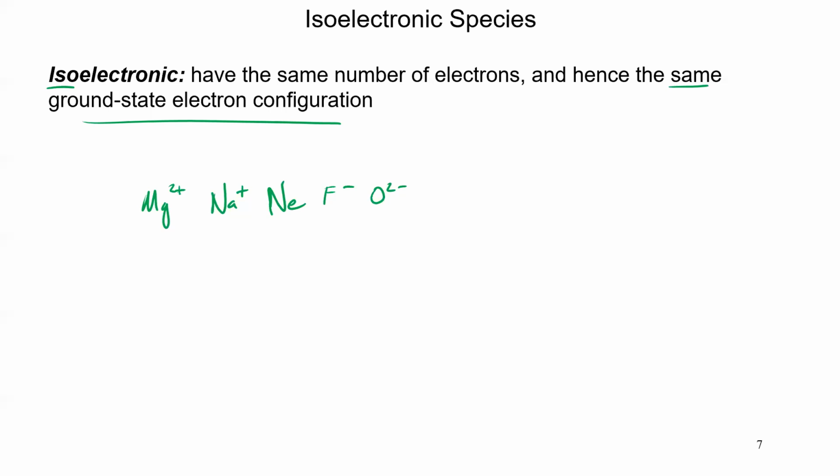Magnesium had to lose 2 of his 12 in order to get to that neon noble gas configuration. Sodium only had to lose 1, but fluorine had to gain 1, and oxygen had to gain 2 electrons in order to reach 10. Okay? And so when we think about isoelectronic, we think about species that have the same number of electrons and therefore have the same ground state electron configuration. Okay.